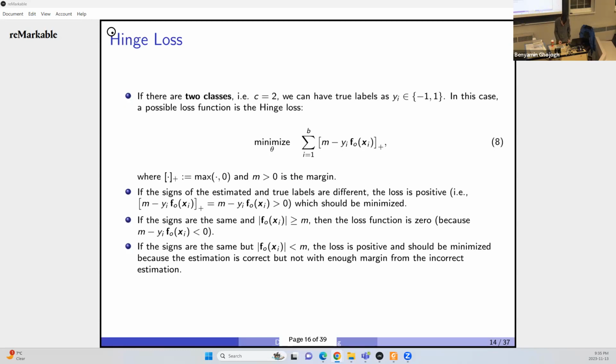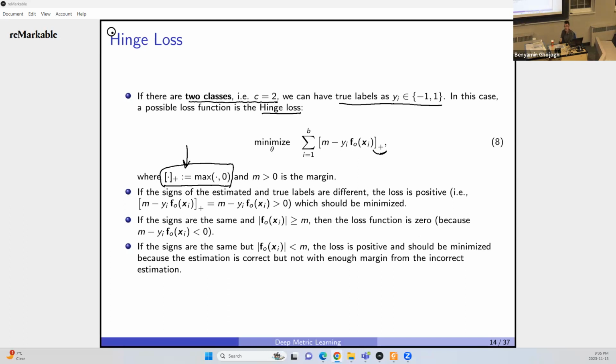Hinge loss. If there are two classes, we can have true labels as -1 and 1. In this case, we can use this hinge loss. Hinge loss is this. What is this notation? I have defined it here. Maximum of something and 0. Okay, this is called the standard hinge loss. It's used a lot in deep learning. Also, it's used in triplet loss, which we'll see soon.